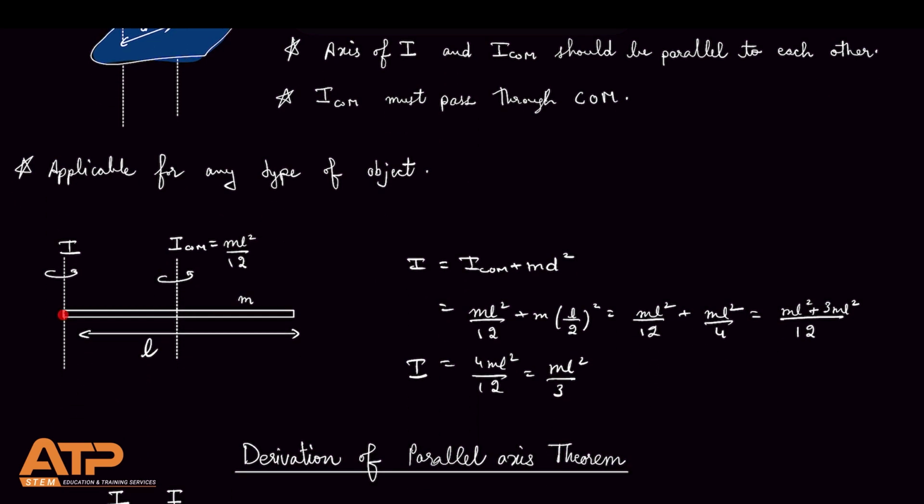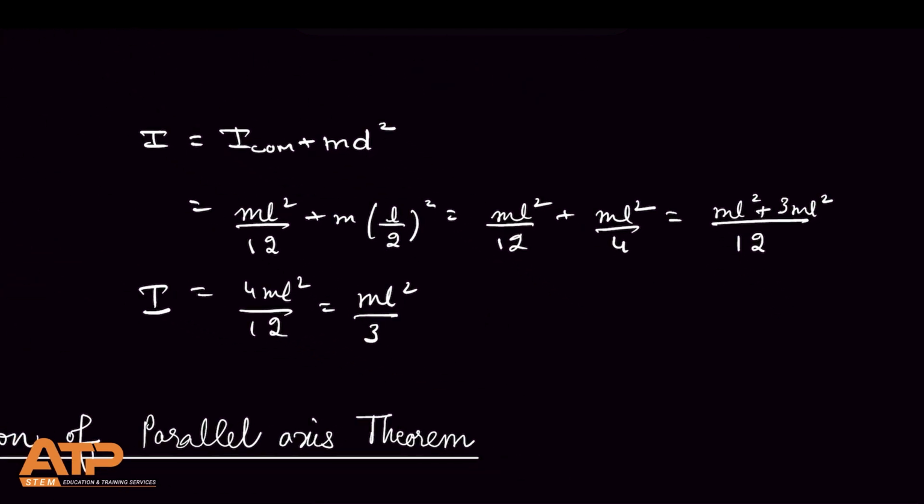So here we have a rod. An axis passing through the middle of the rod has ml square by 12 as its moment of inertia. For an axis which is parallel to this but passing through the end will be ICOM plus md square, which is basically ml square by 12 plus m into (L by 2) whole square, which is ml square by 4. Taking an LCM, which is 12, you will eventually get the answer ml square by 3. This is exactly what I told you in the list of standard bodies as well.